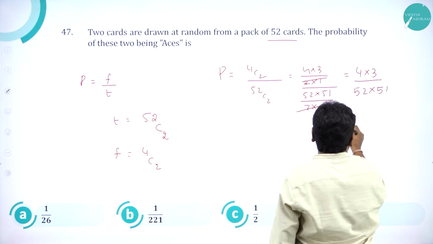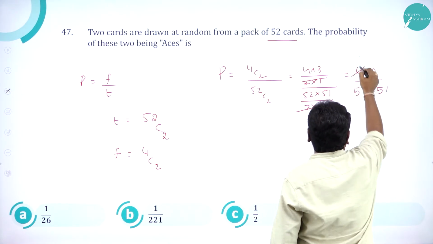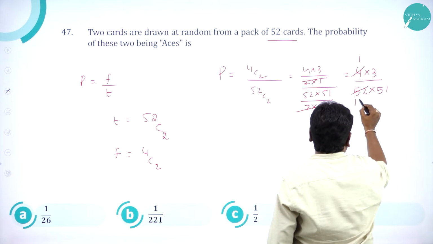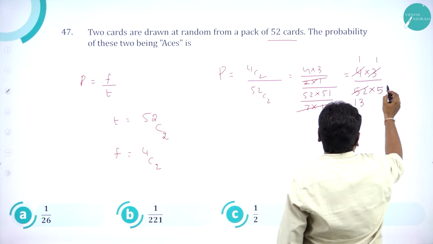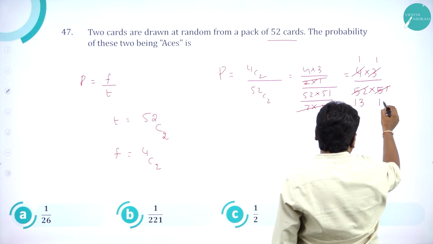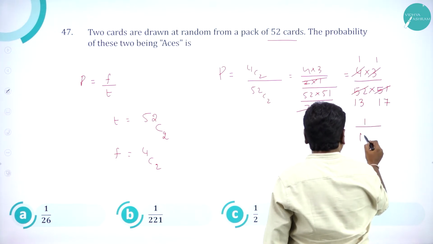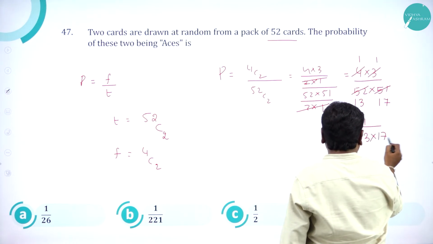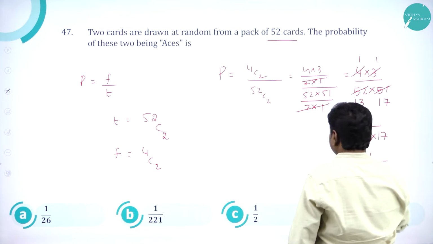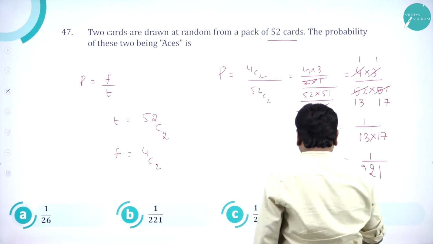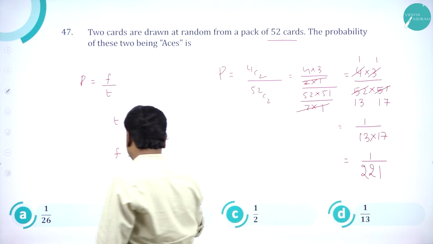Simplify this. 4 1s are 4, 4 1s are 4, you'll get 12. 4 3s are 12, 3 1s are 3, and 3 17s are 51, so it is 1 by 13 into 17. The number should end with 1. 7 3s are 21, so 221. 1 by 221 is the answer, option B.